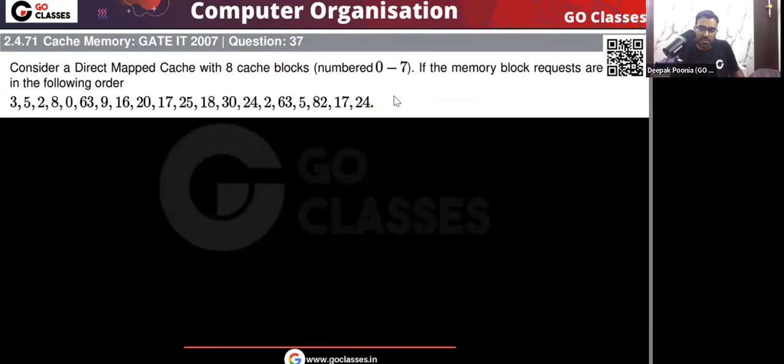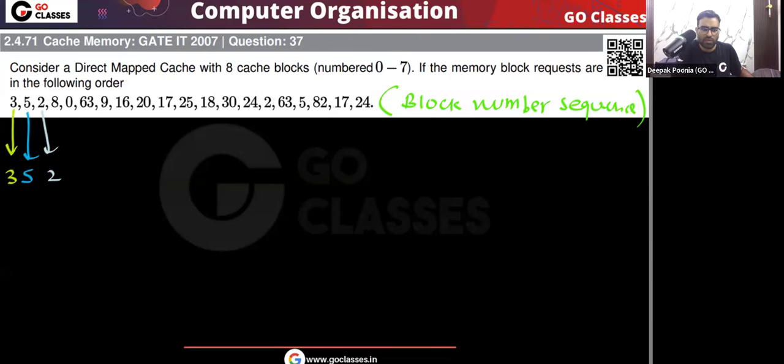You can see this is the block number sequence. Now I will be writing the corresponding line number sequence. So tell me, corresponding to this 3, the line number is also 3. 3 mod 8, the remainder will be 3. For 5, that is also 5, because 5 mod 8 is equal to 5. Very simple. Next, for this 2, the line number also will be 2. For this 8, the line number will be 0, because 8 mod 8, the remainder will be 0.